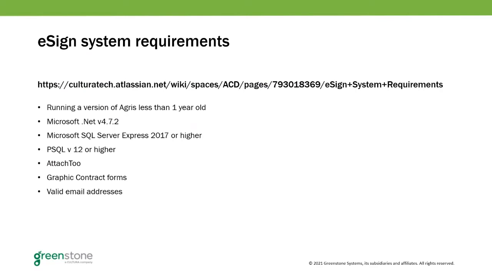Again, here's the link to the AGRIS customer documentation ESign page. I decided to put a few of the requirements up here, or I guess the list of requirements that we have. We'd really want you to be on a version of AGRIS less than a year old. You'll need the .NET 4.7.2. It does require SQL Server Express 2017 or higher, your Pervasive V12 or higher, and then AttachTo that we'll talk about in a minute.